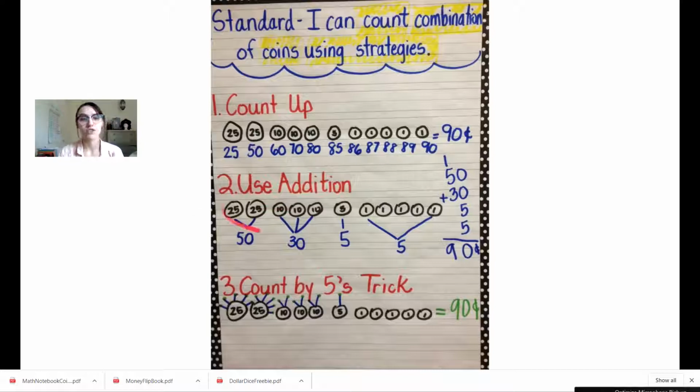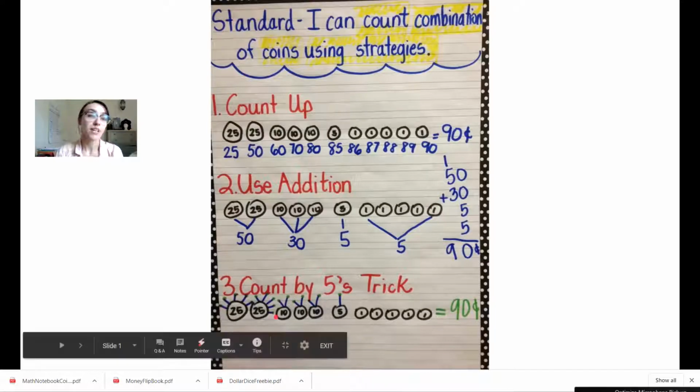Another strategy that they're showing us here is our ability to use addition. So first they added both of their quarters together. 25 plus 25 is 50. Then they added their dimes together. 10 plus 10 plus 10 is 30. They only had the one nickel. And then they added all of their pennies together. 1 plus 1 plus 1 plus 1 plus 1 is 5. After they did all that adding, they took these values, the 50, the 30, the 5, and the 5, and they added them together using vertical method.